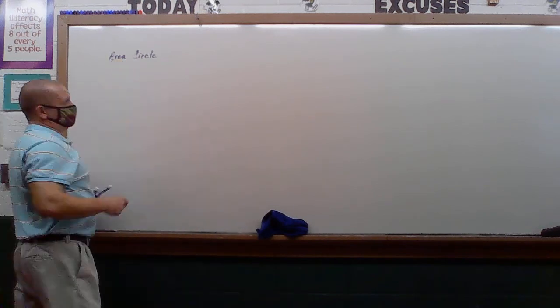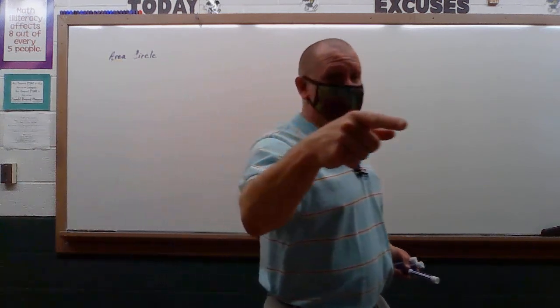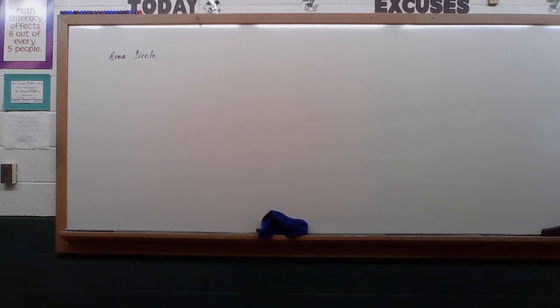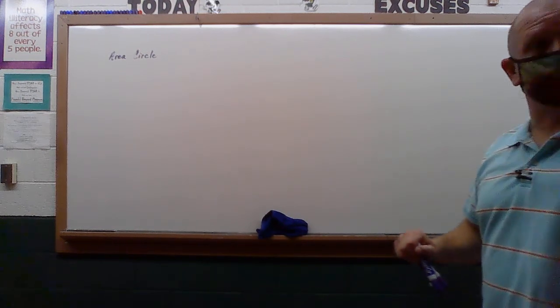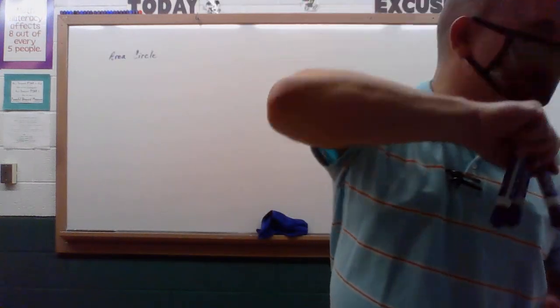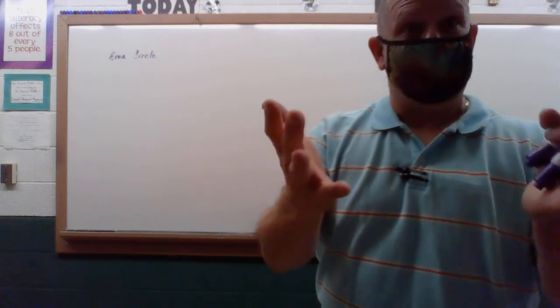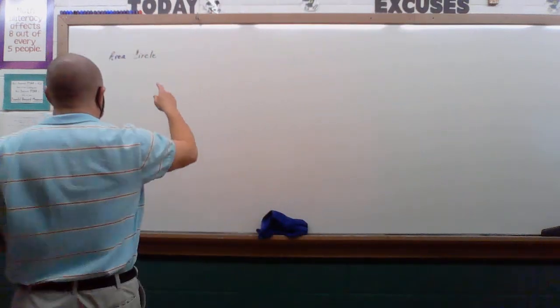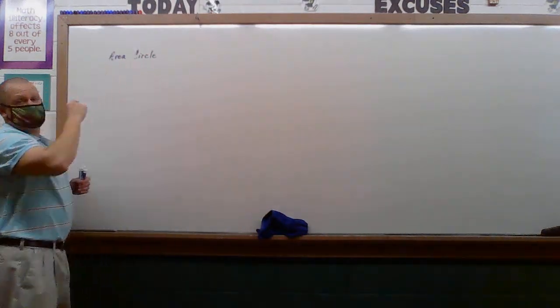So the area of the circle gets confused a lot with the circumference of the circle. So first off, what's the difference? What's the circumference of the circle? All the way around the outside. What's the area of the circle? Inside, right? So this is where you got to differentiate.